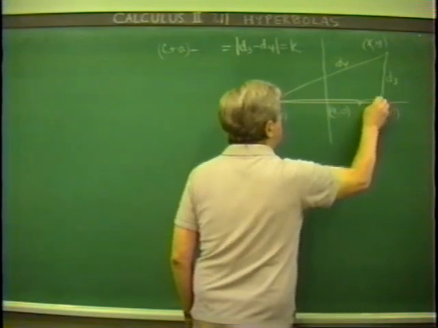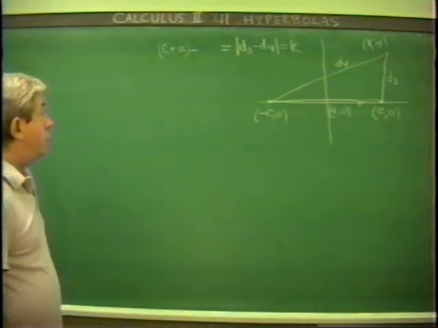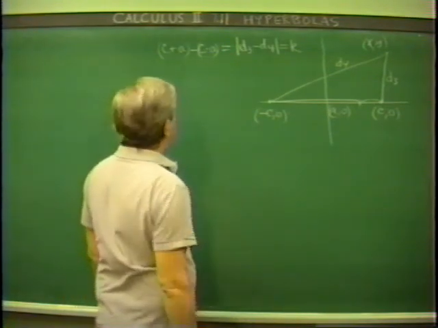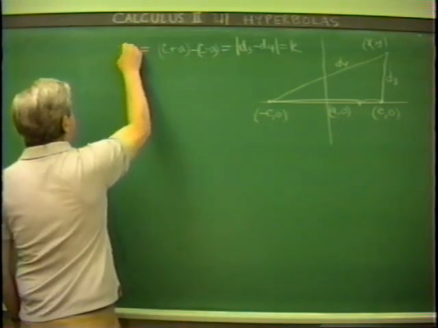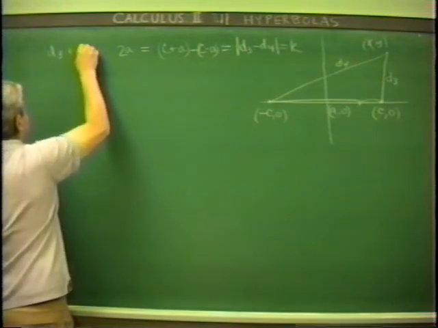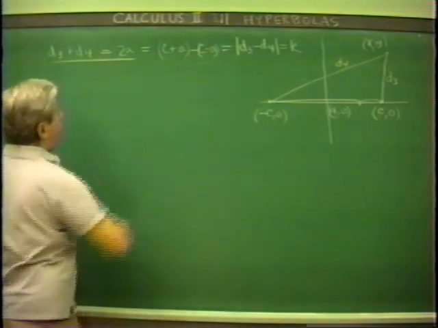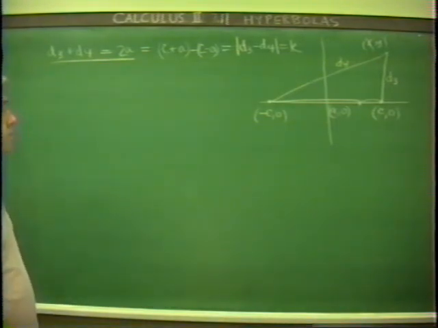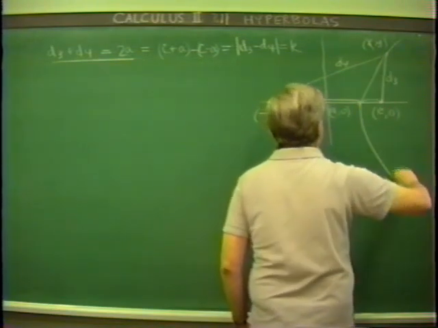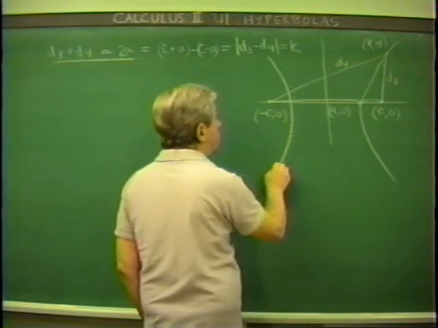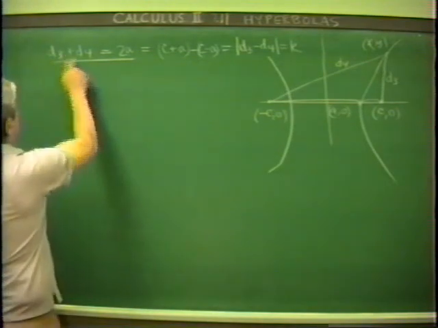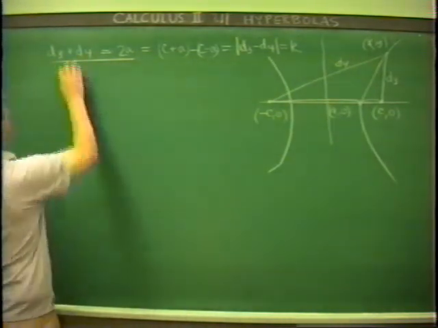It's c plus a, right? And that minus the distance to the other focus, which is c minus a, right? It's supposed to be equal to a constant. Well, this is 2a. So the constant is 2a, and so we get D3 minus D4 equal to 2a, which describes what we're going to want for our hyperbola. I'm going to draw this in here as I expect it to look, namely like so. We'll see if that's the case.